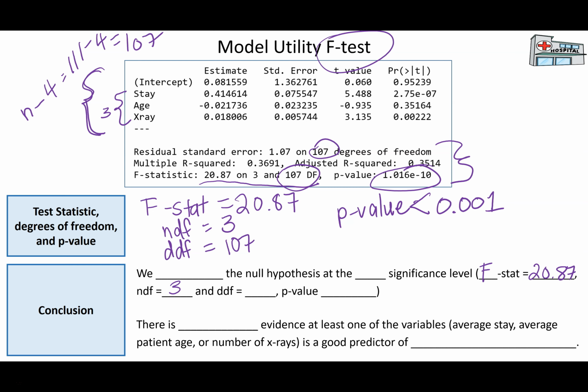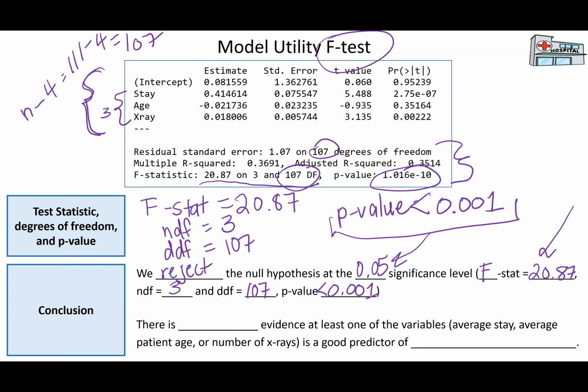So looking here, F statistic is equal to 20.87. Numerator degrees of freedom was 3. Denominator degrees of freedom was 107. My p-value was small, so less than 0.001. Looking at the 0.05 significance level, my p-value is tiny. It's tinier than the significance level, so I'm going to reject. So we reject the null hypothesis at the 0.05 significance level, and here's all the information there.